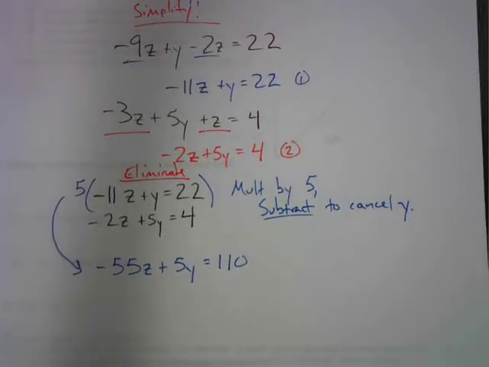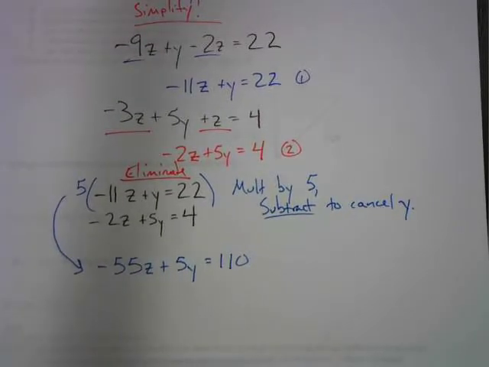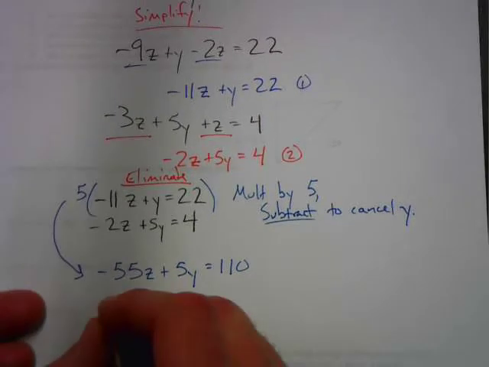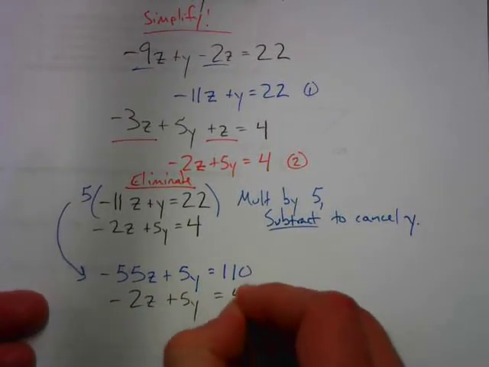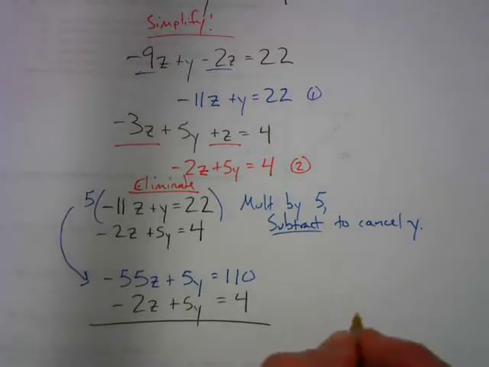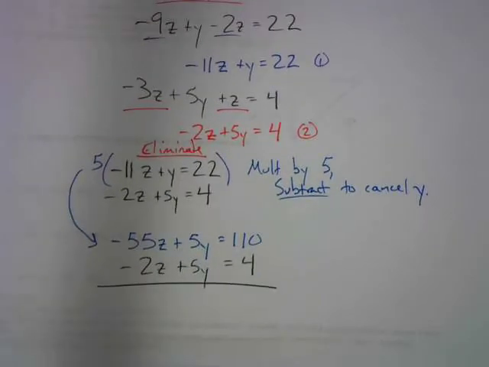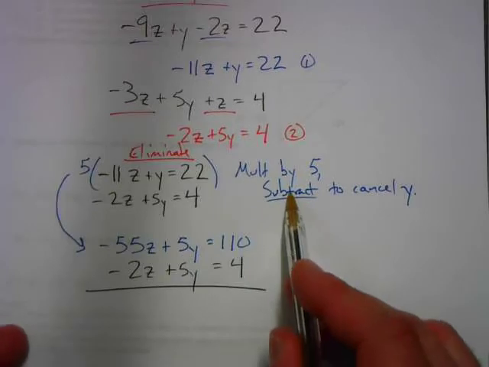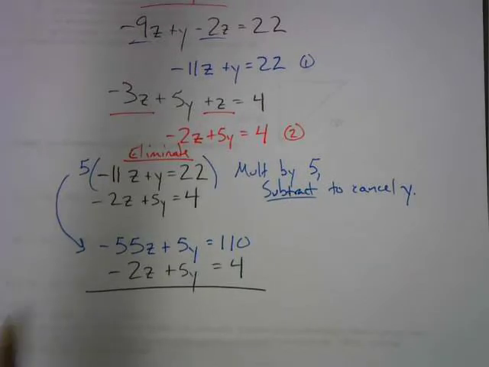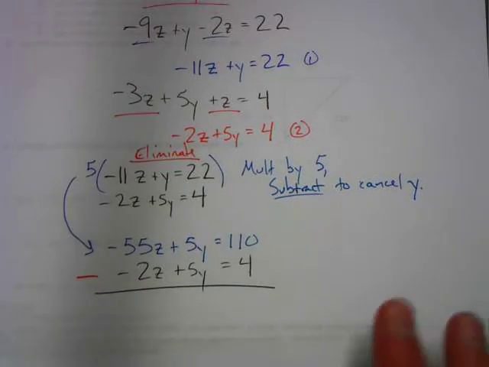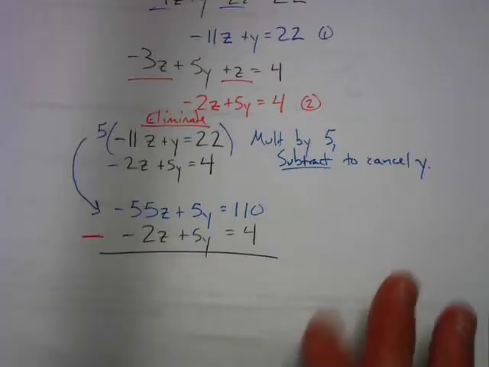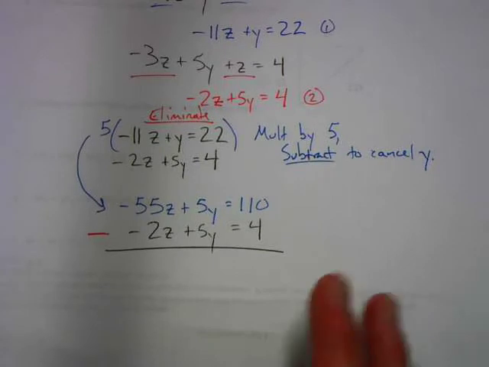Okay, so 5 times 22 is 110. The second equation stays the same: negative 2z plus 5y is equal to 4. And that is my system that I'm now going to subtract to cancel y. Here's where we have to be careful. Remember, we're not too good at subtracting, so you've got to be careful.